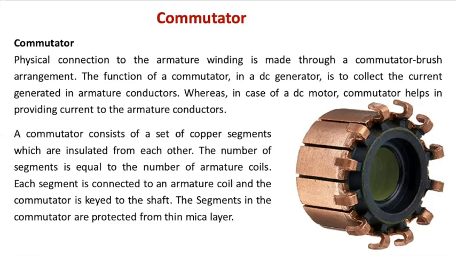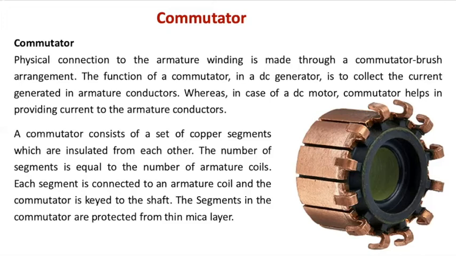The commutator consists of a set of copper segments which are insulated from each other. The number of segments will be equal to the number of armature coils. Each segment is connected to an armature coil and the commutator is keyed to the shaft. The segments are insulated from each other with a thin mica layer. If they are not insulated properly, that will create a short circuit between the commutator segments.